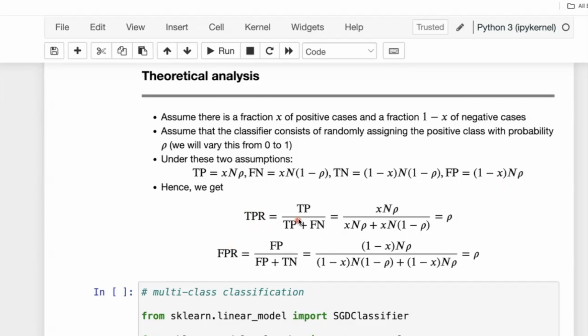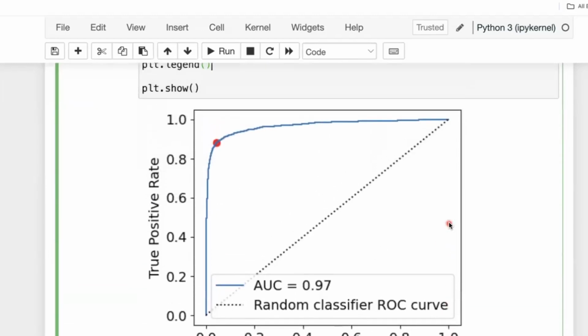So true positive rate is true positive over true positive plus false negative. And the same thing with false positive rate. And if you do the math and simplify this, you can see that the true positive rate is equal to the false positive rate, and the answer is rho. So based on the value of rho, you get from here to this point, right? So this is kind of like the path that we take by changing this rho parameter.